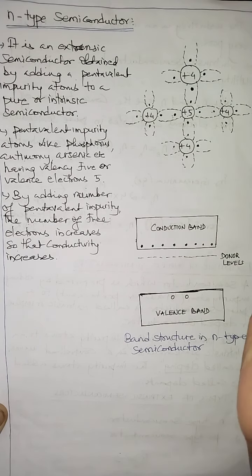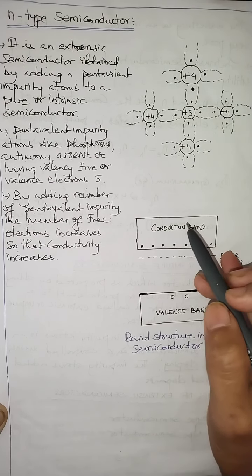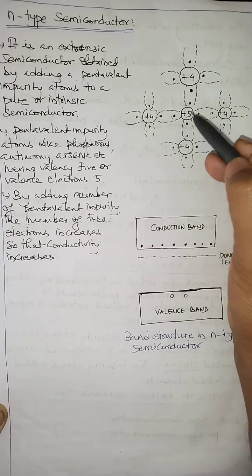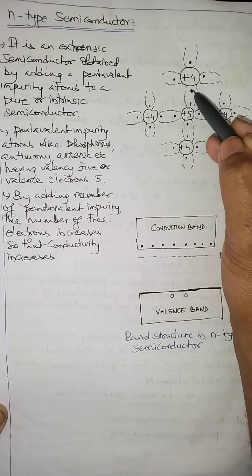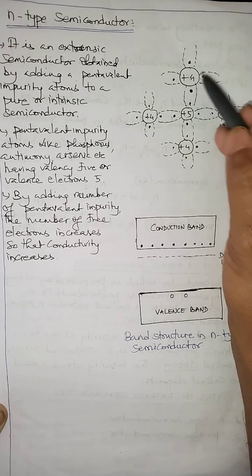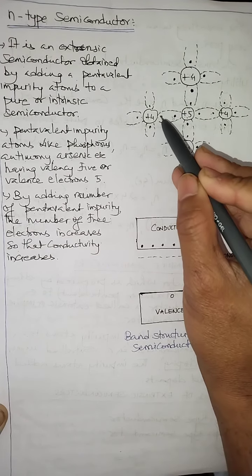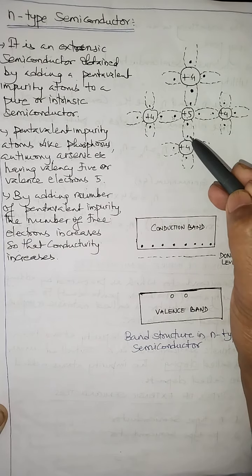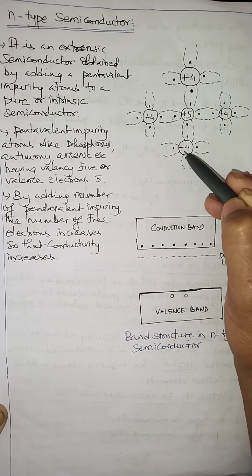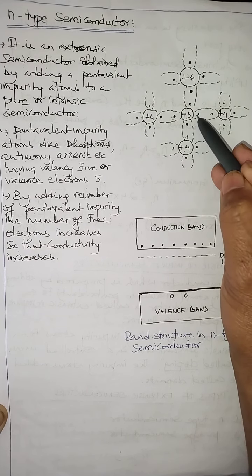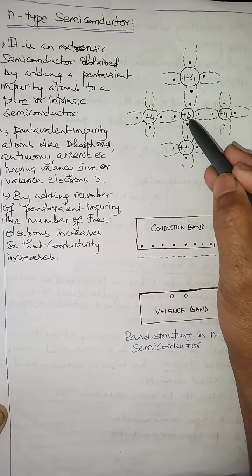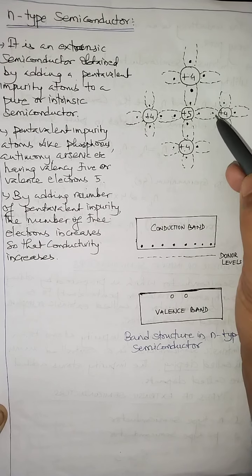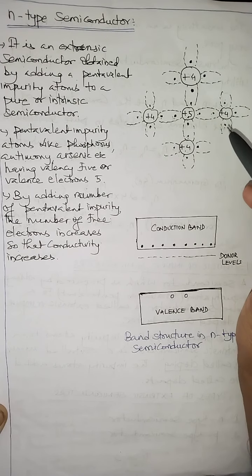Out of 5 valence electrons present in the pentavalent impurity atom, 4 of the valence electrons will share with the neighboring silicon or germanium atoms. You can see this is the pentavalent impurity atom whose 1 valence electron will share with the valence electron of this silicon or germanium atom. Similarly, another valence electron of the pentavalent impurity atom also shares with another valence electron of a silicon or germanium atom. Similarly, this valence electron of the pentavalent impurity atom, plus 5, shares with one of the valence electrons of this neighboring silicon or germanium atom.